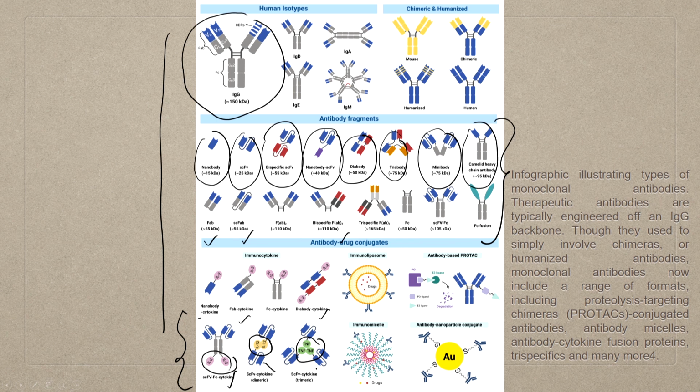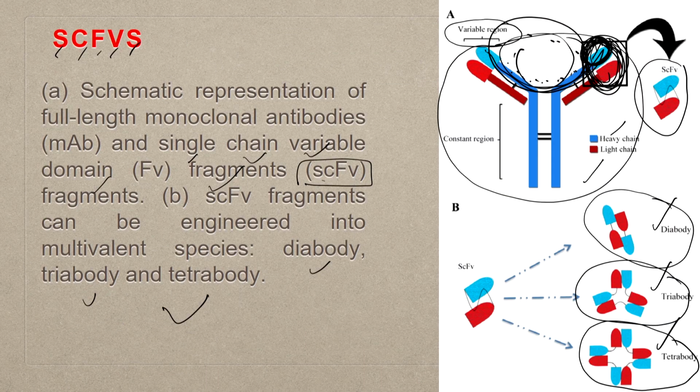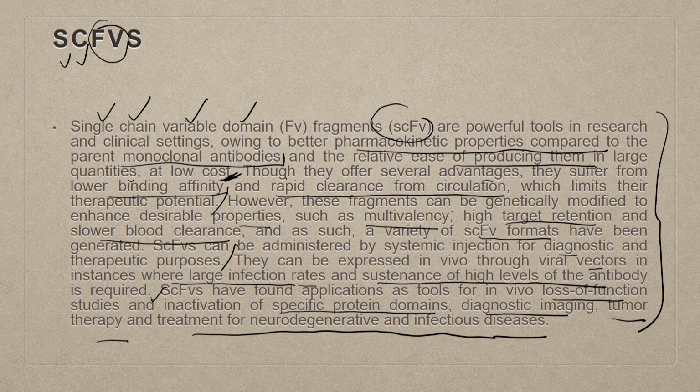So, you see the number of binding sites become much lesser, but they could be genetically modified. As it's being mentioned, they could be genetically altered further in order to slow their blood clearance and enhance desirable properties like multivalency and high target retention. The ease of genetic modification of these fragments makes them a popular choice for futuristic therapeutic potential, and they are far more specific as compared to monoclonal antibodies.